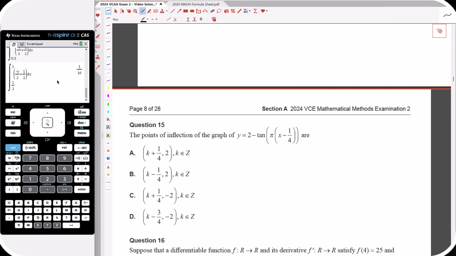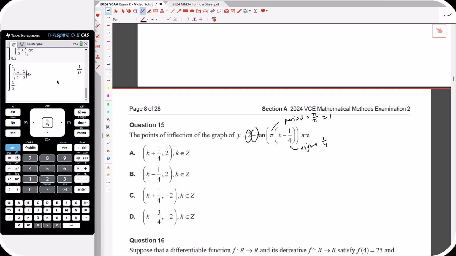Okay, question 15. Points of inflection of the graph of... All right, so let's have a look at it. You should be able to see a few things about it. Obviously, it's going to be translated up by 2. It's a reflected tan graph. Its period is going to be pi on pi, so it's going to be 1, and it's gone to the right by a quarter.